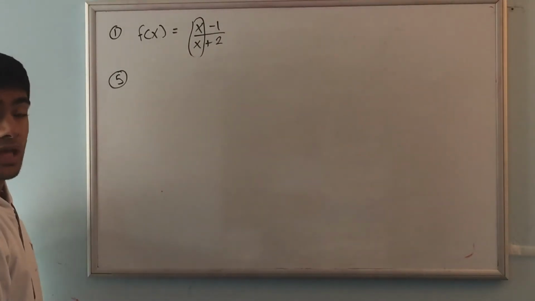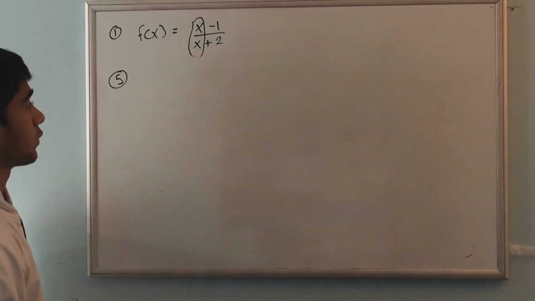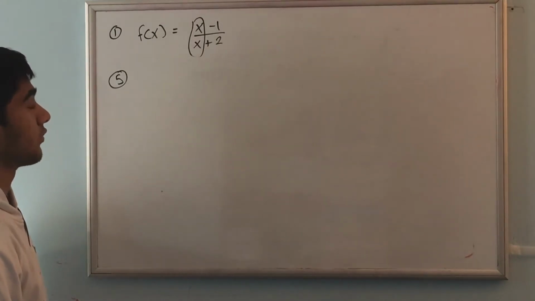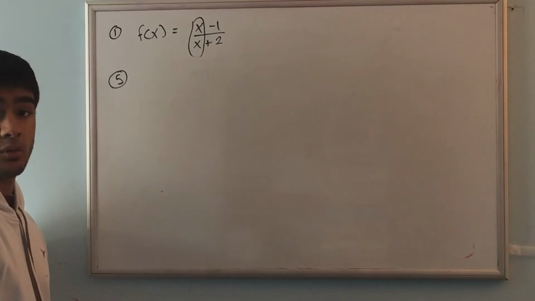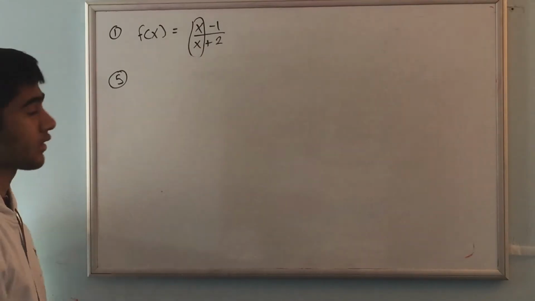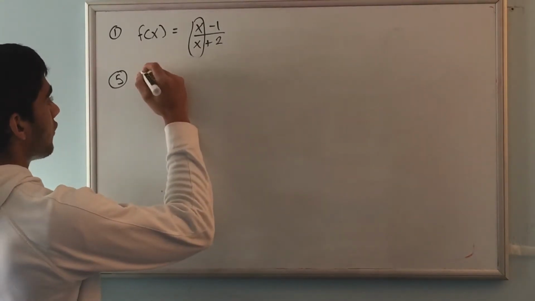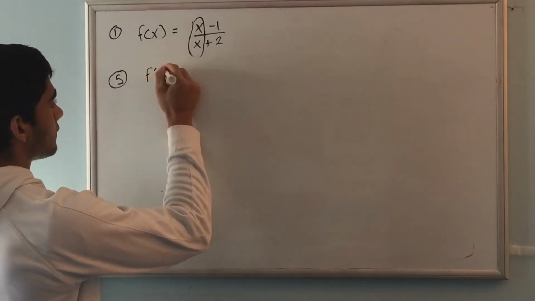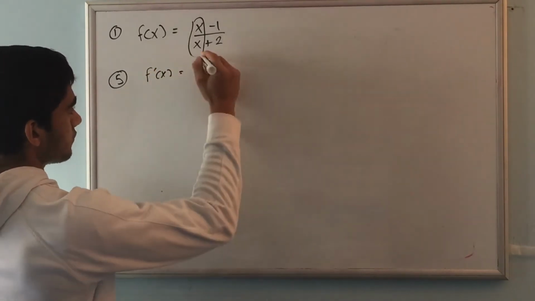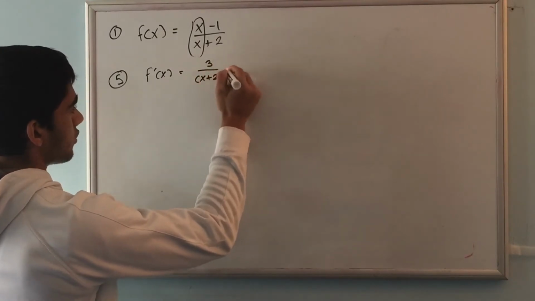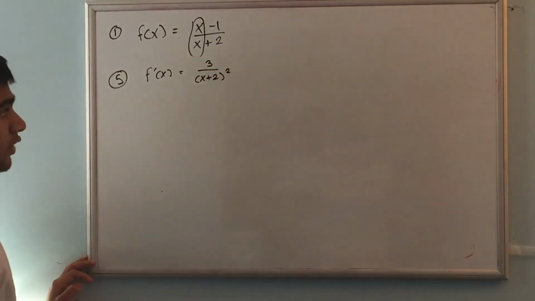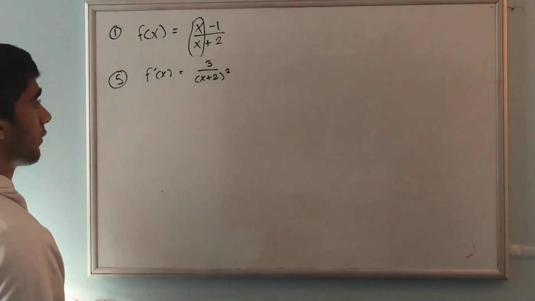So the fifth step is the concavity test, and remember for the concavity test, what we want to find is the second derivative of f of x, so we can set that equal to 0 and find the points of inflection and the intervals of concavity. So right now we know that f prime x equals 3 over x plus 2 squared, correct? And we need to find f double prime x.